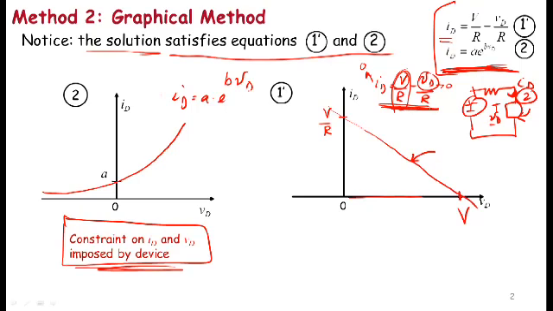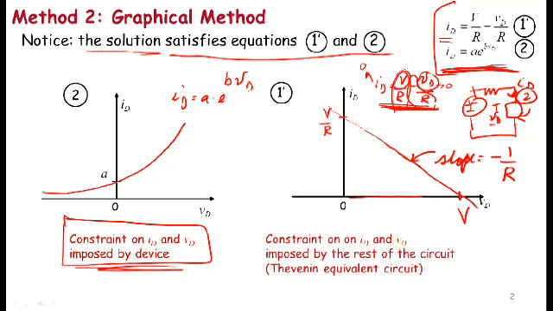Okay, from equation 1 prime, the slope is simply given by the coefficient of VD. Since the slope is negative, the line is inclined the following way. So the slope here is simply minus 1 divided by R. That is my constraint that relates VD to ID. And where did that constraint come from? That constraint on ID and VD has been imposed by the rest of the circuit.